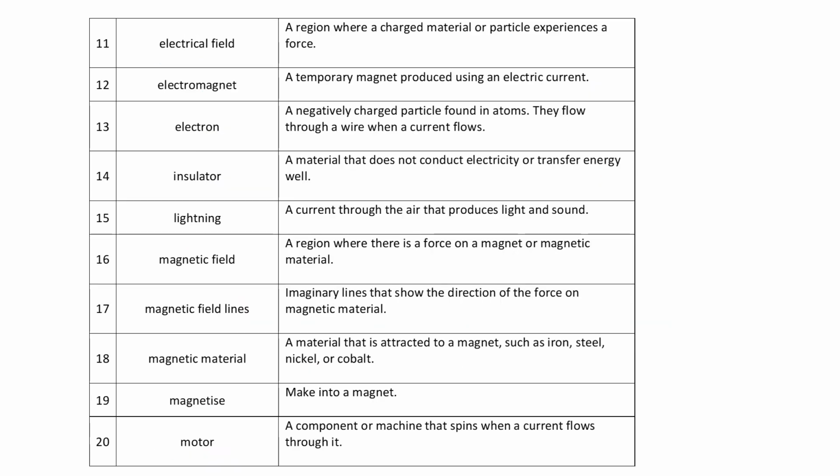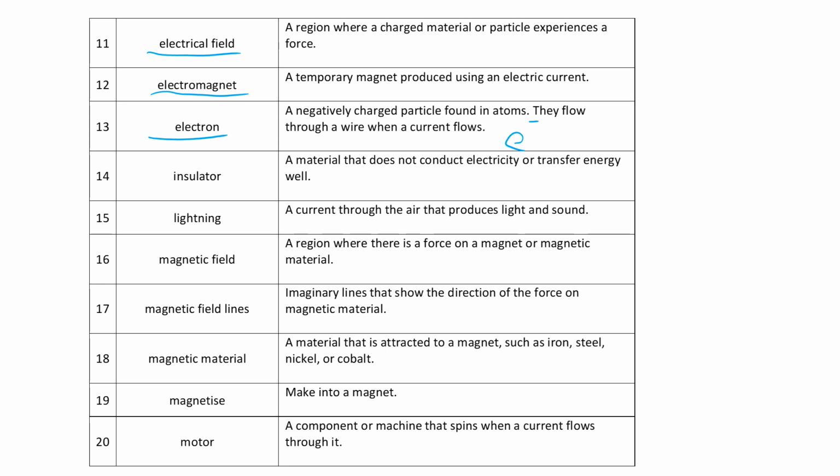A region where a charged material or particle experiences a force is an electrical field. A temporary magnet, so one that you can switch on and off, produced by an electric current, is an electromagnet. A negatively charged particle found in an atom, often I would write it like that, they flow through a wire when current flows, is an electron.